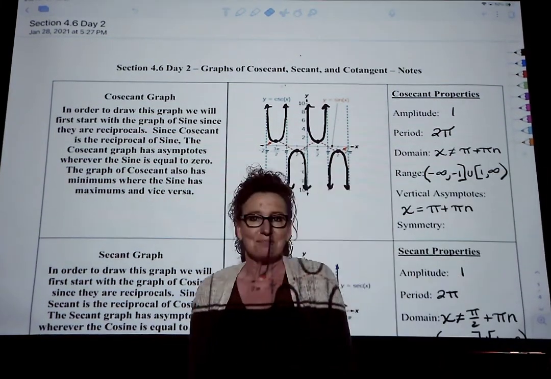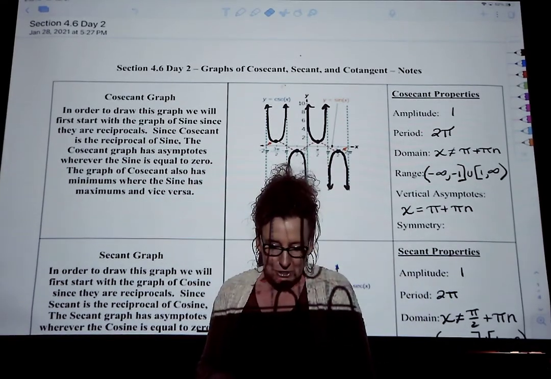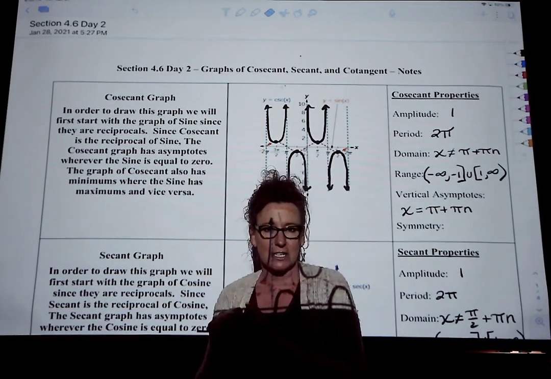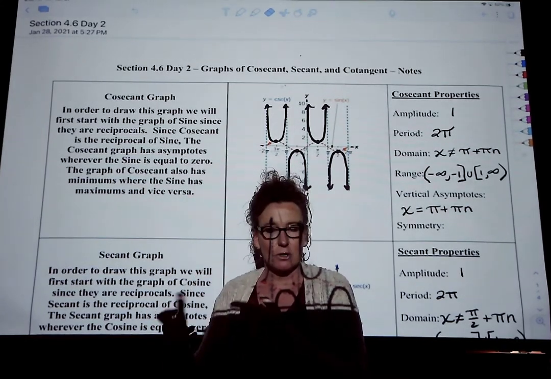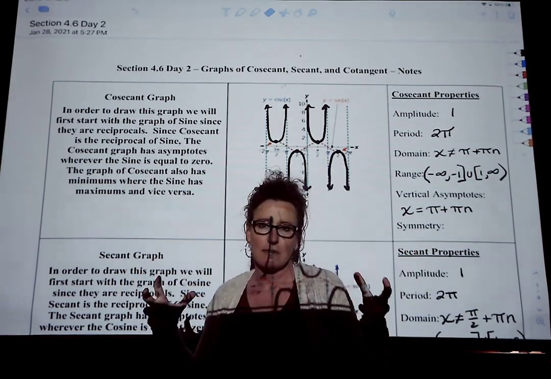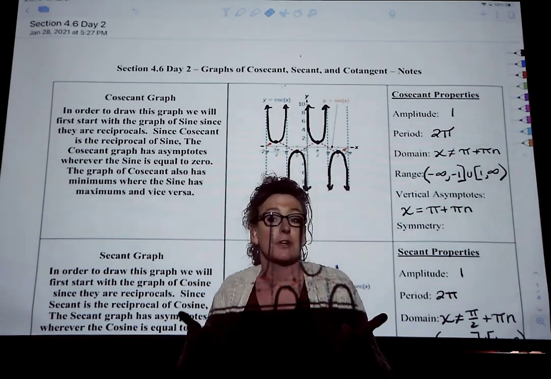Hey guys, have your notes here for 4-6 day 2. And what you're going to do is investigate what happens when you take a sine fraction and turn it upside down. So all that big long list of sine fractions that you looked at on that intro to graphing worksheet, what if you turned every single one of those fractions upside down and graphed those points?